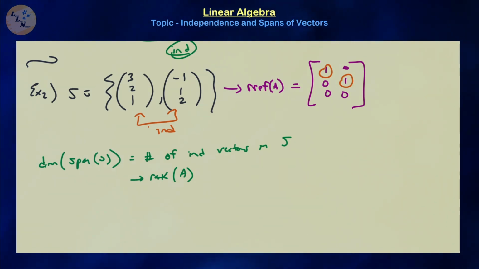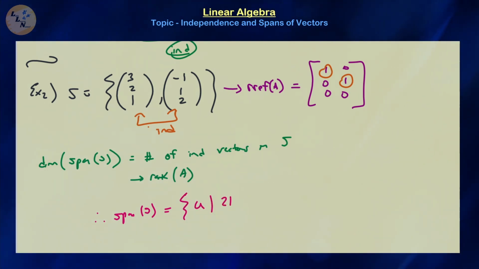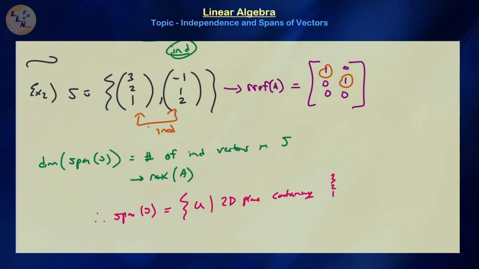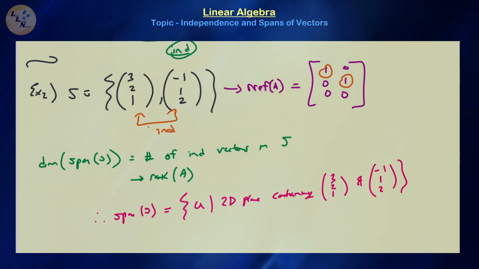All right, so what is the span of this? The span of S is going to be the 2D set. So it's going to be a 2-dimensional plane containing (3, 2, 1) and (-1, 2). So it's not all of R3.